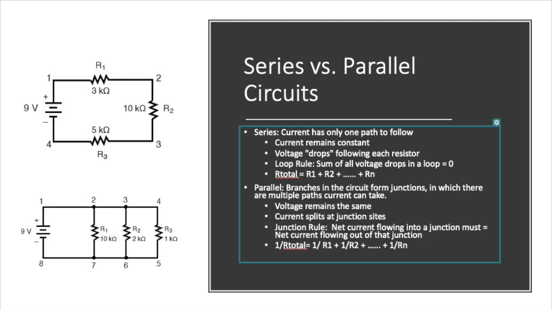While in parallel, branches in the circuit form junctions. There are multiple paths that the current can take, so the voltage will remain the same throughout the loop, but the currents will split at each of the junction sites. The net current flowing to the junction must equal that same current coming out of the junction. The reciprocal of the total resistance will equal the reciprocal of each of the resistors summed.